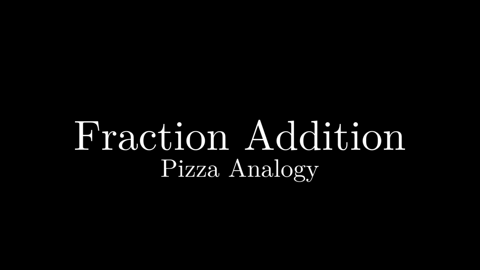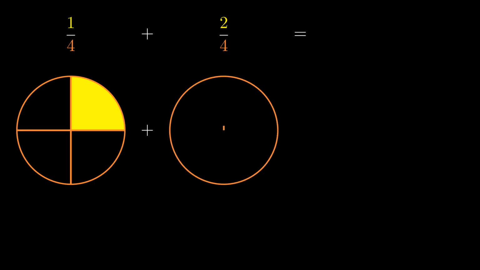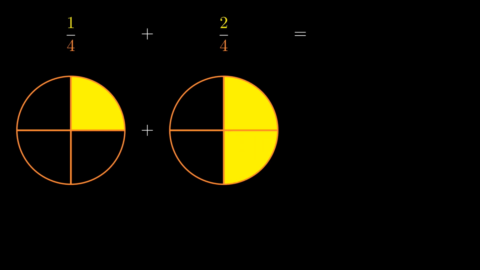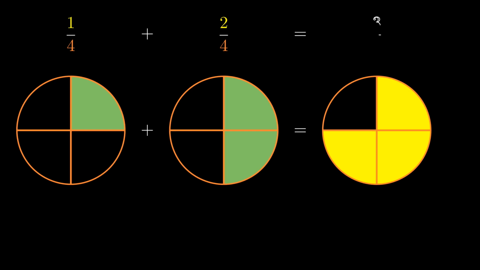Let's revisit the pizza analogy to illustrate the concept of addition of fractions. If we have 1 over 4 plus 2 over 4, we can represent this in diagrams as a pizza split into 4 pieces with one area shaded representing 1 over 4, plus another pizza split into 4 with 2 areas or 2 slices shaded as shown here to represent 2 over 4. And this equals, and again let's draw a pizza split into 4, and it represents 1 area shaded plus 2 areas shaded, that is 3. So that's 3 over 4.